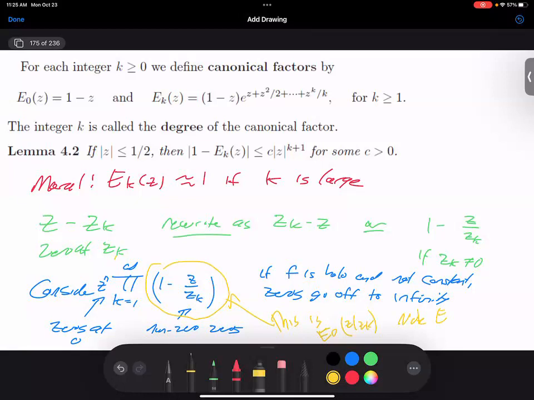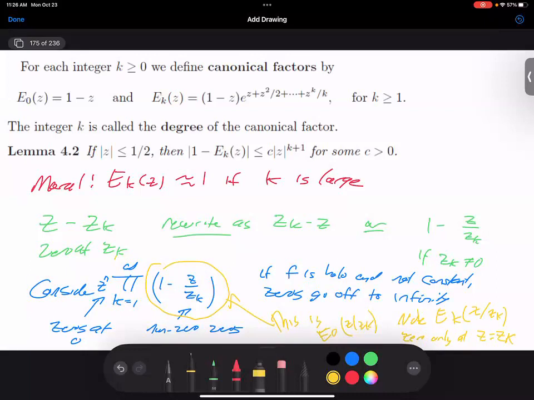Note EK of z over zk is 0 only at z equals zk. Because you have an exponential, the exponential is never 0, and then you have a 1 minus z. So when I put in z over zk, it's only going to be 0 when z equals zk. So what I'm trying to do is motivate the Weierstrass theorem, as to where it came from. It came from, we wanted to construct a function with a prescribed set of zeros.